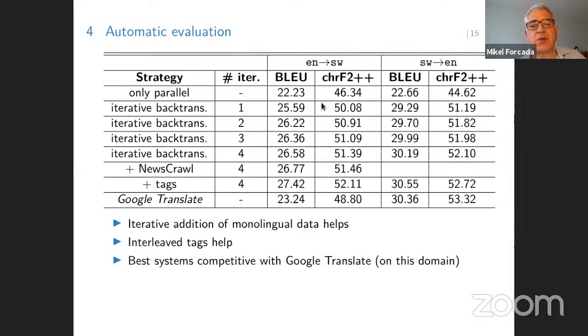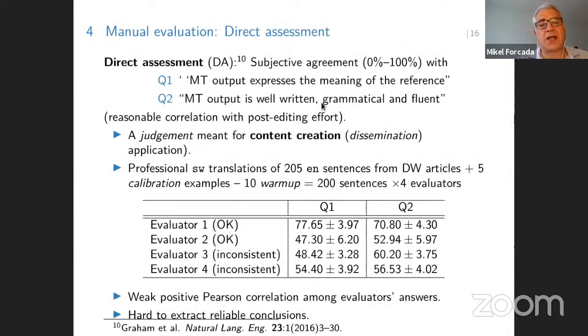After the 4 iterations, we also added NewsScrawl data for Swahili, as you can see, and then we also added the part-of-speech tags. As a result, another take-home message is that the interleaving of part-of-speech tags is helpful. And also the comparison with Google Translate at that time showed that our systems were competitive with Google Translate and even outperformed it according to BLEU and character F2 in the case of English to Swahili.